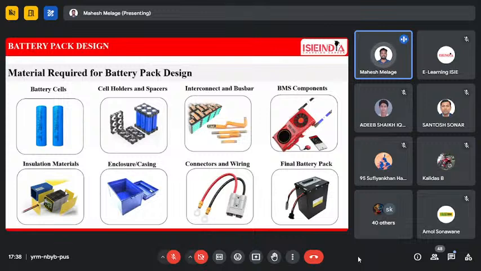Next is the enclosure. You can see in the picture, this is the enclosure. This is a connecting wire, and this is the final battery pack. This procedure can be followed to design the battery pack.